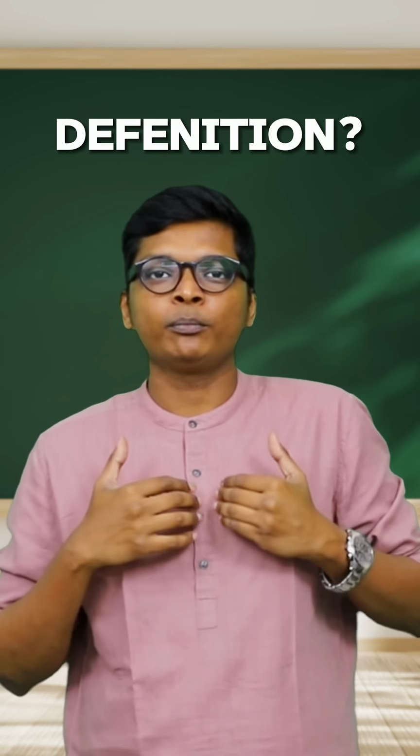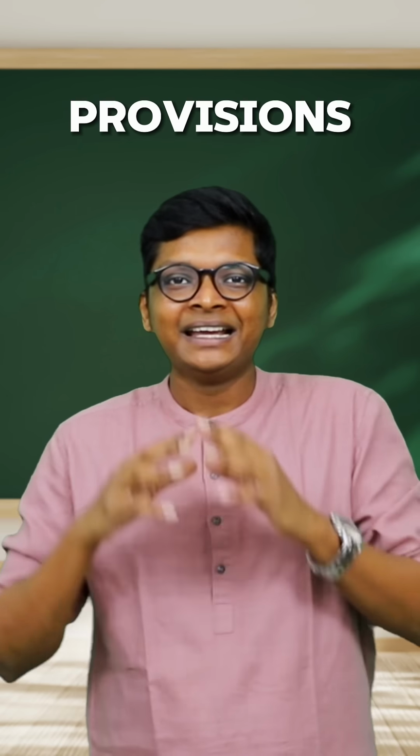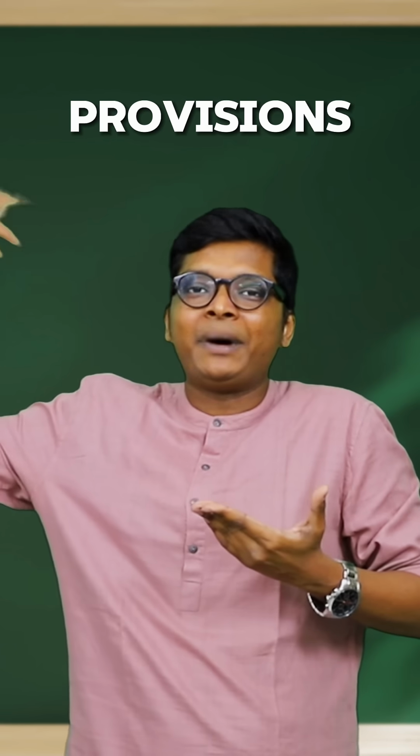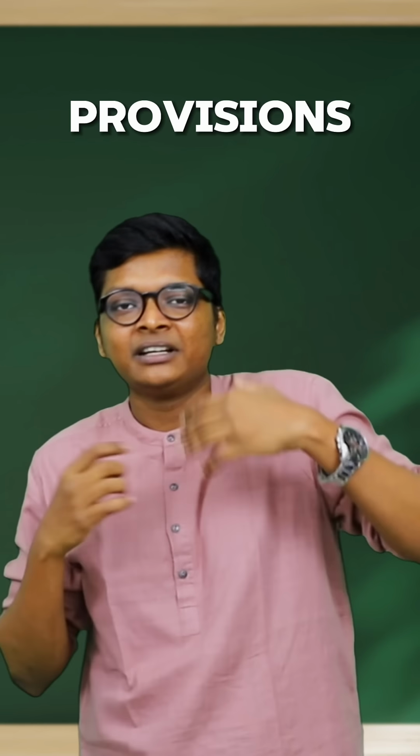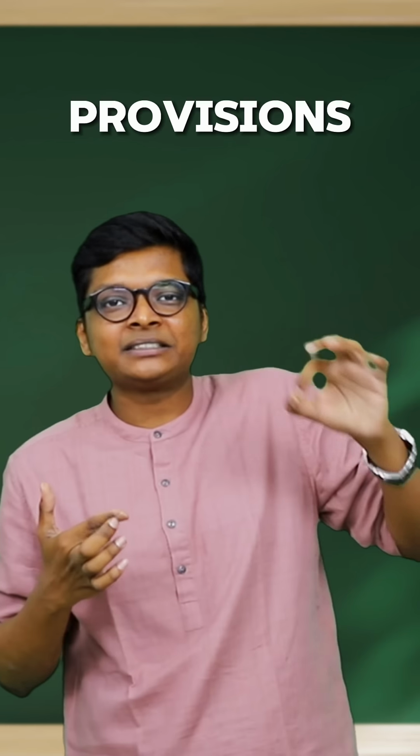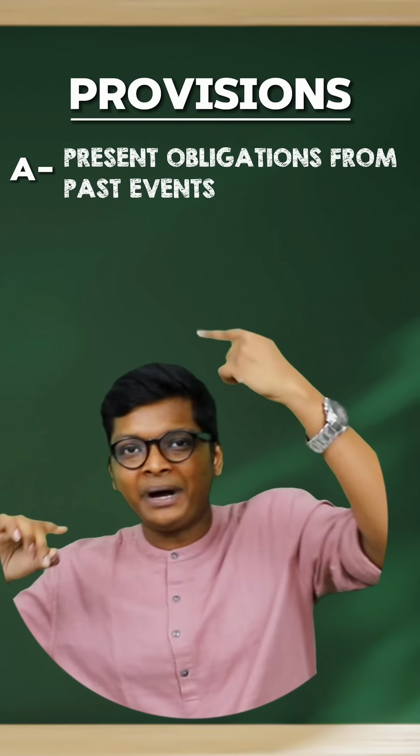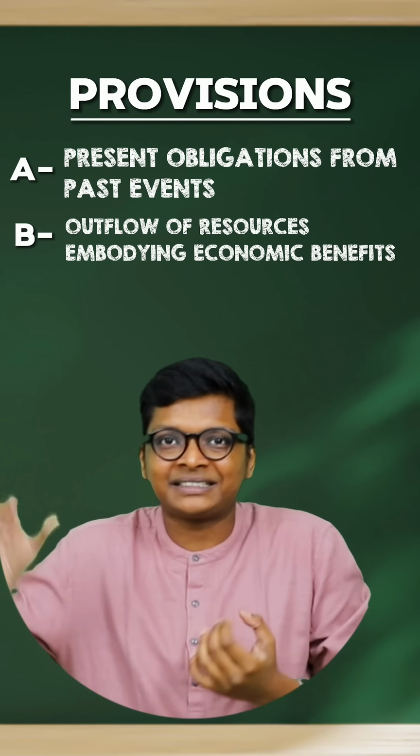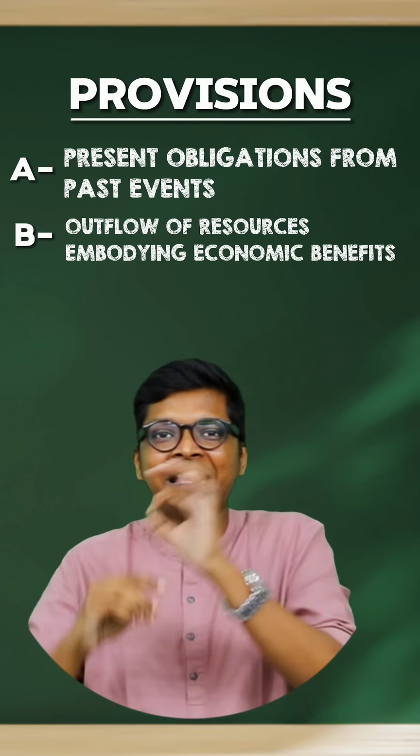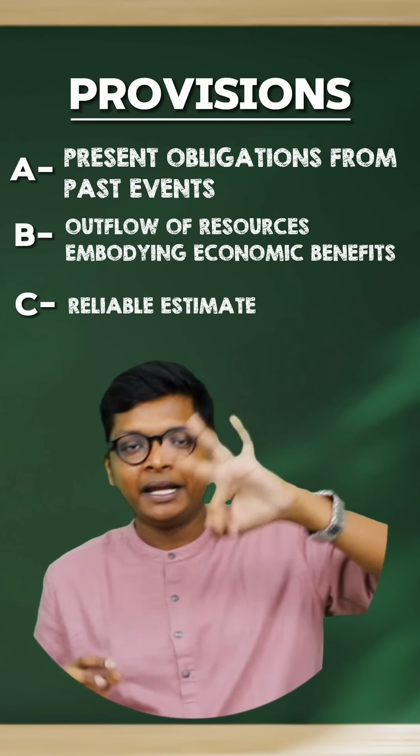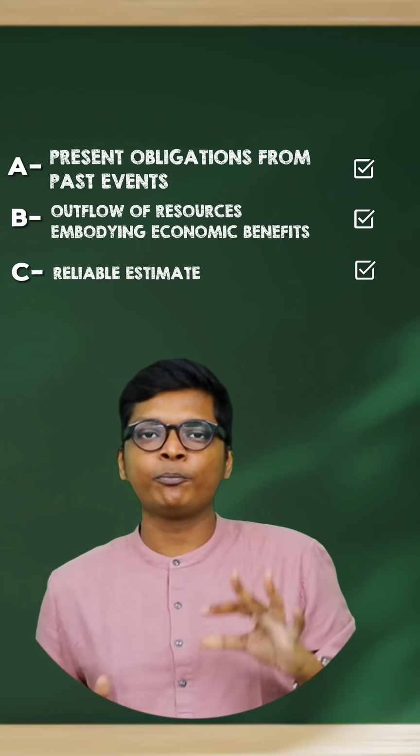Now what is the definition? Provision. A provision is basically a current liability arising from past events, the outflow of which will involve resources, and a reliable estimate can be made. Simplifying these 3 points: present obligation from past events, outflow of resources embodying economic benefits, and a reliable estimate can be made. If these 3 are present, then it's a provision.